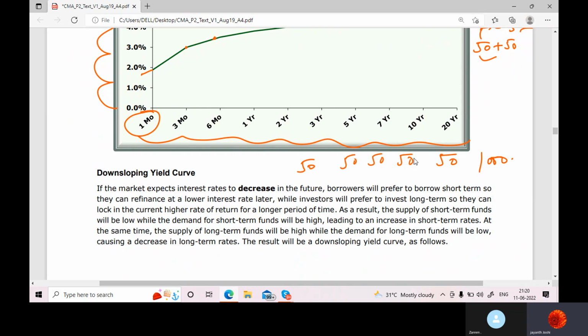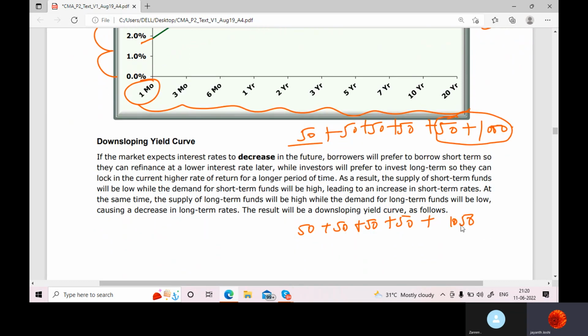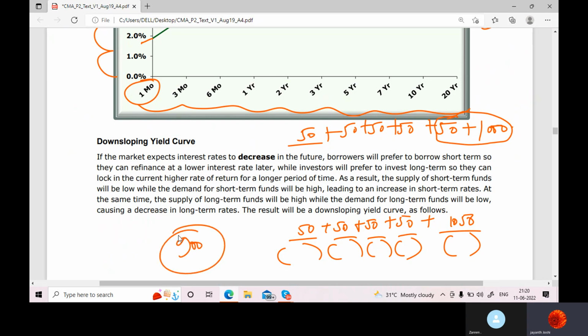Okay, and when I see the last year, it is like 50 plus 1,000 altogether, or 1,050. So we can write 50 plus 50 plus 50 plus 1,050. When we discount them at some rate, that rate at which we discount and get 900 as the present value is nothing but our required rate of return from the company.